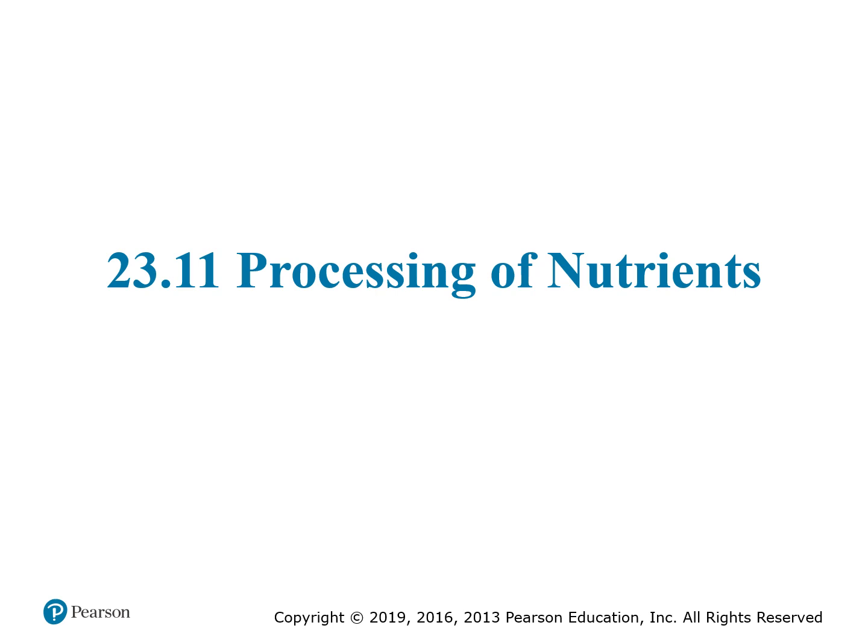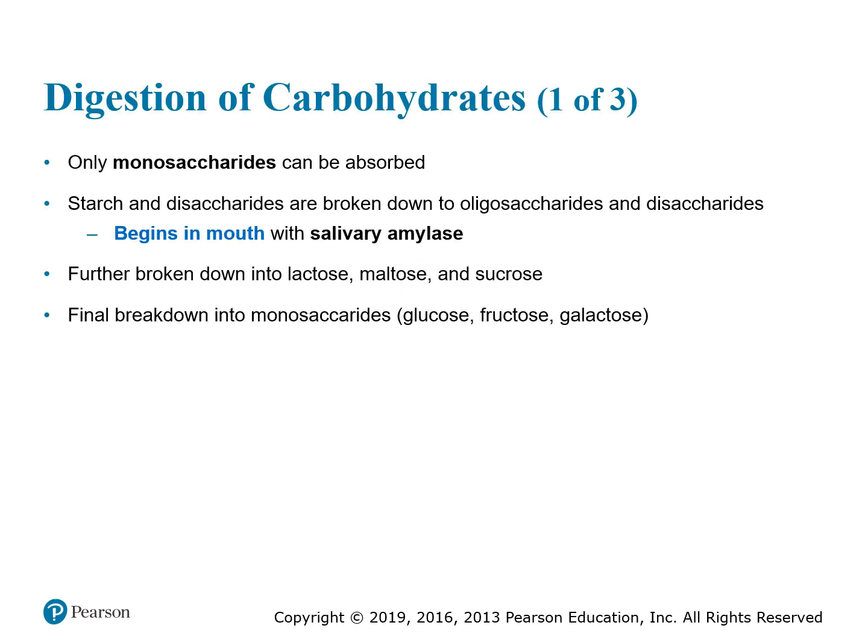Now let's see how the nutrients are processed. We have 5 macromolecules. We will discuss digestion of each one of them. Let's start with the carbohydrates. The monomers of carbohydrates are known as monosaccharides, and only monosaccharides can be absorbed. Starches and disaccharides are broken down to oligosaccharides and then disaccharides, and the process begins in the mouth. In the mouth we have salivary amylase.